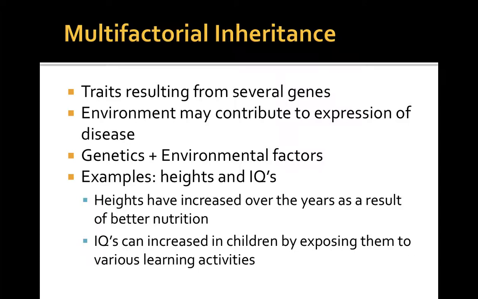For example, the average height has increased by 5 to 10 centimeters over the past 100 years because of improvements in nutrition and health care. Also, IQ scores can be improved by exposing children to enriched learning environments. These examples illustrate how both genes and environment can contribute to variations in these traits. Other examples can include essential hypertension, diabetes, and coronary artery disease.